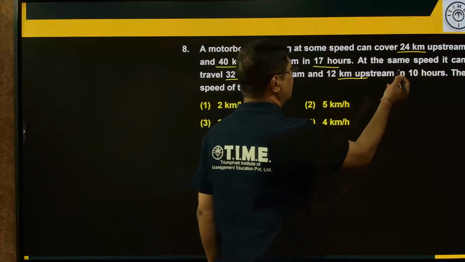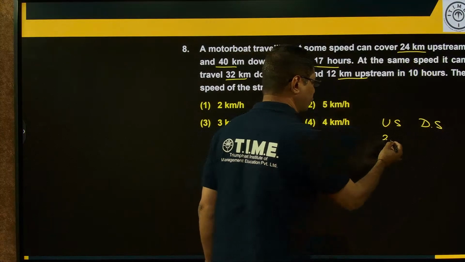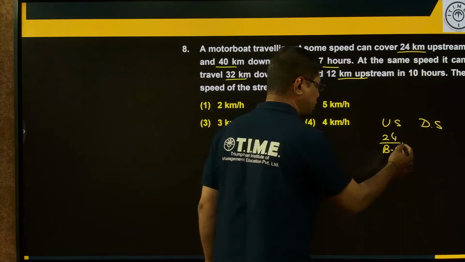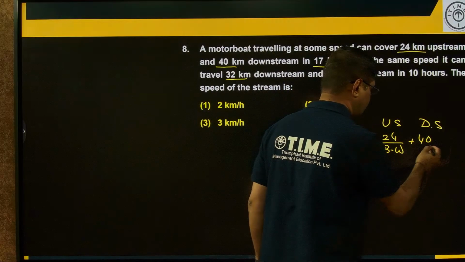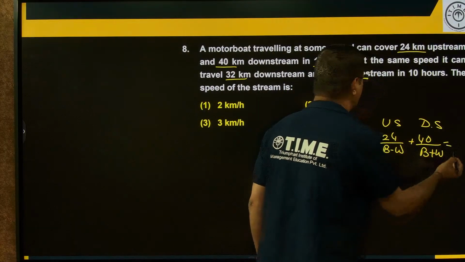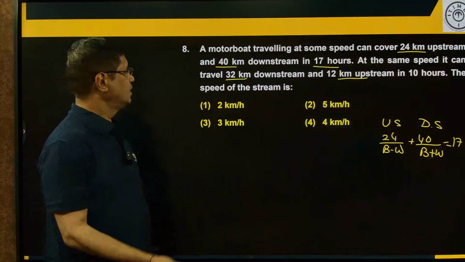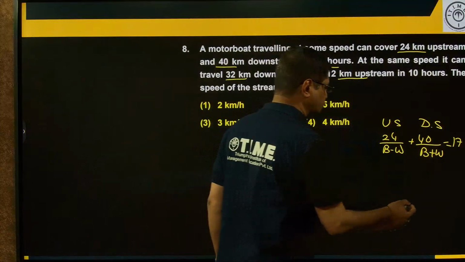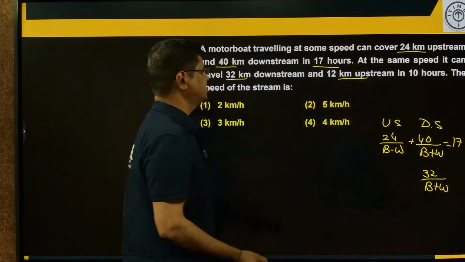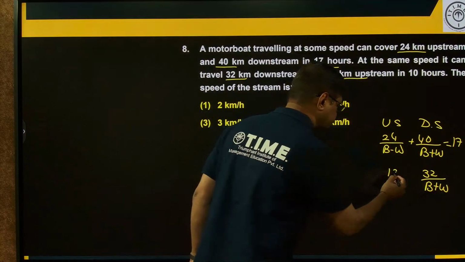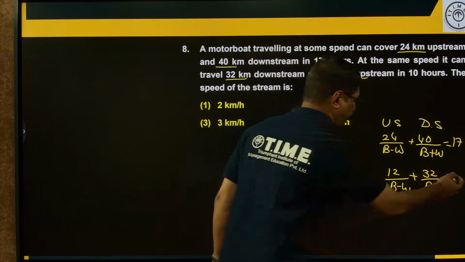My dear students, here upstream and downstream. Upstream how much? 20 km, B minus W. And downstream 40 km, B plus W. Taken how much time? 17 hours. Taken 17 hours to complete this. The next observation: 32 km downstream, and what next? 12 km upstream. Now what is the total time? It is 10 hours.